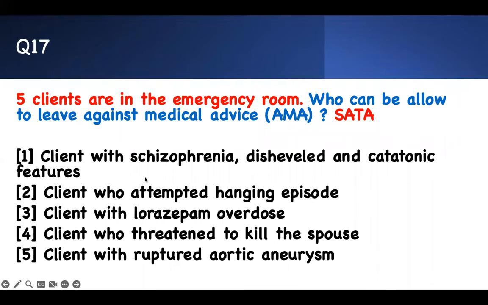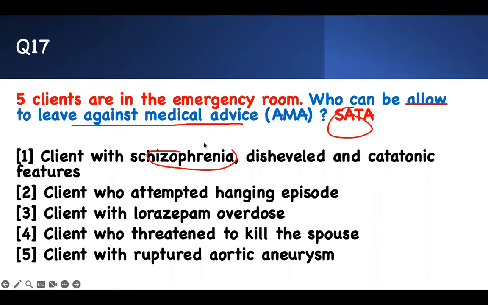This is another question. These ones are all thinking questions. Select or apply. 5 clients are in the emergency room. Who can be allowed to leave against medical advice? You know the criteria for leaving against medical advice. It cannot be what? Intoxicated. It cannot be at risk of harming somebody or themselves. They can take care of themselves. They are not on legal hold. And then they're competent. They can leave, right?